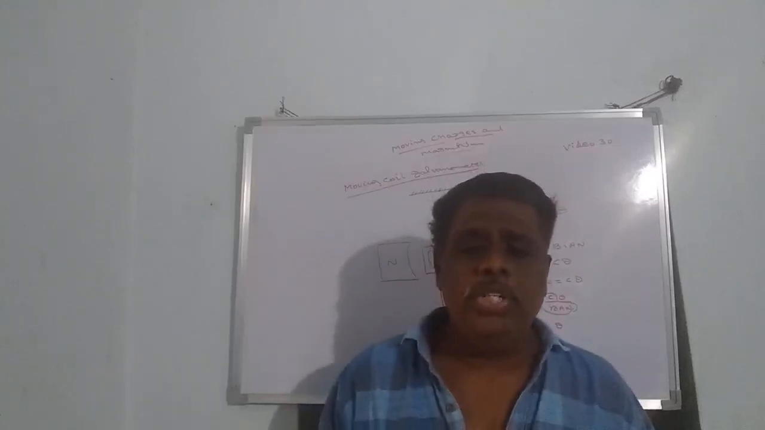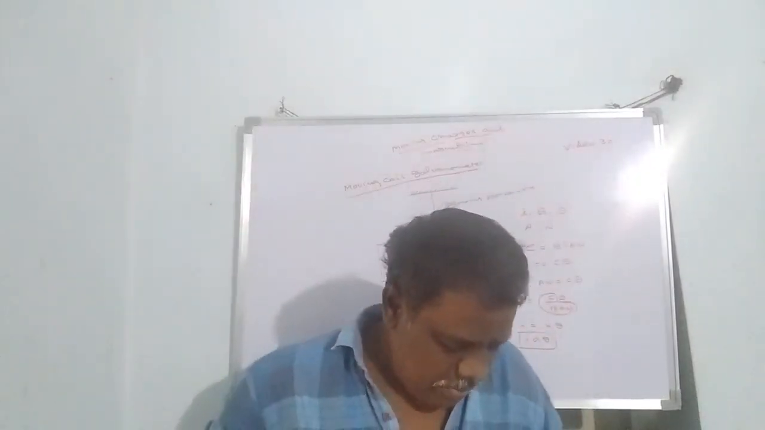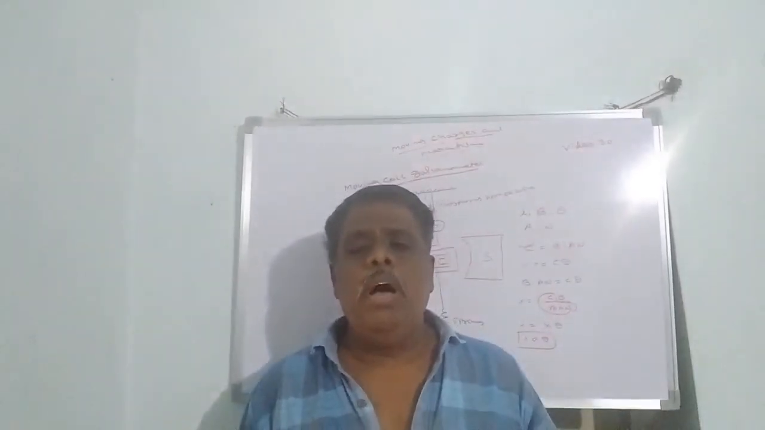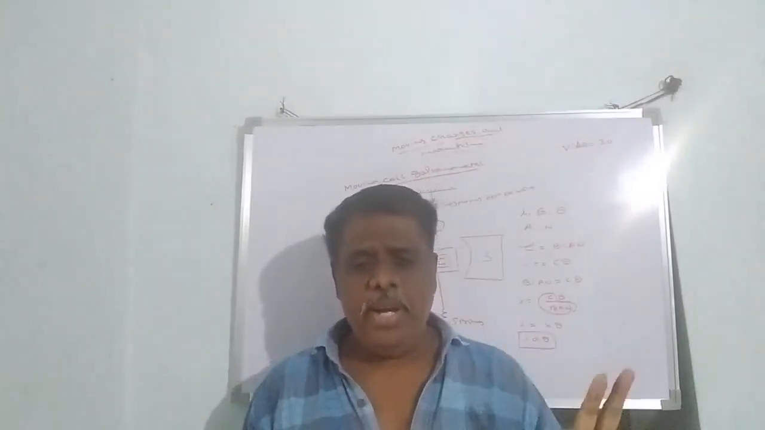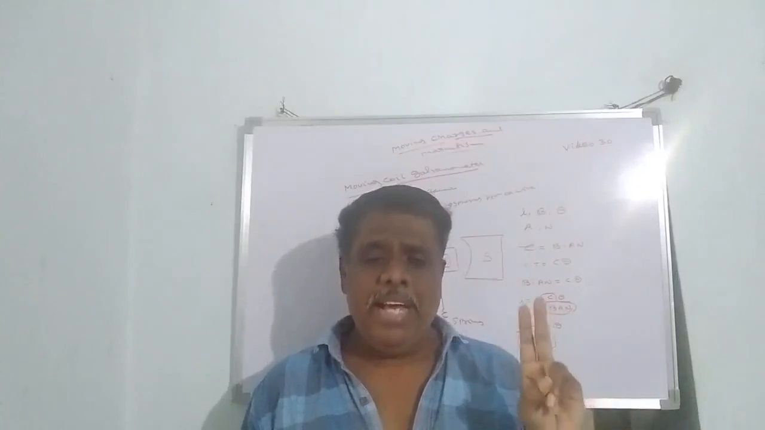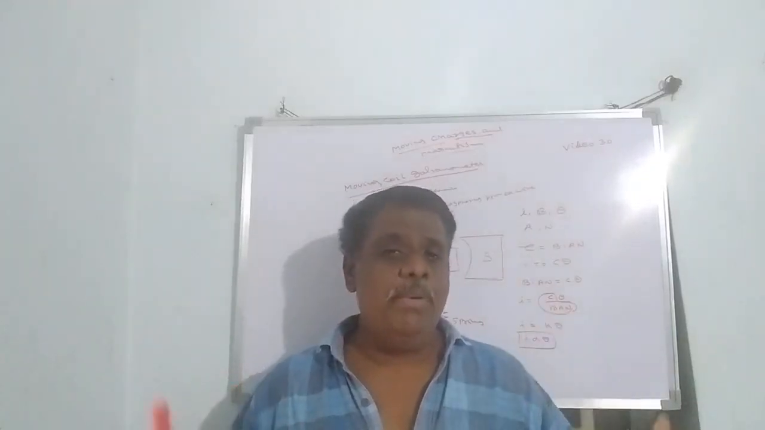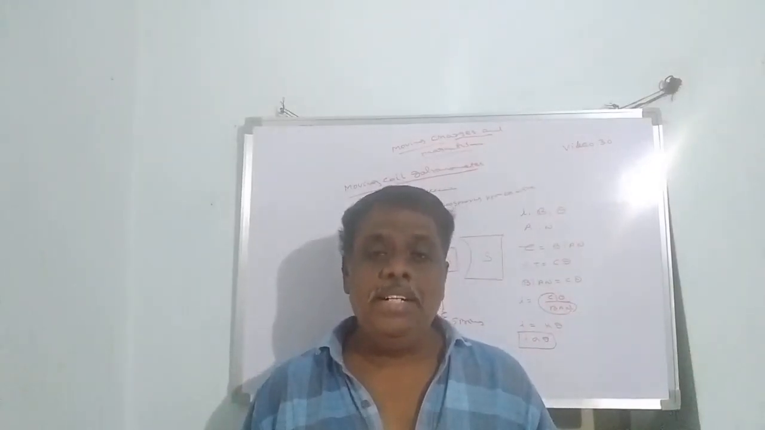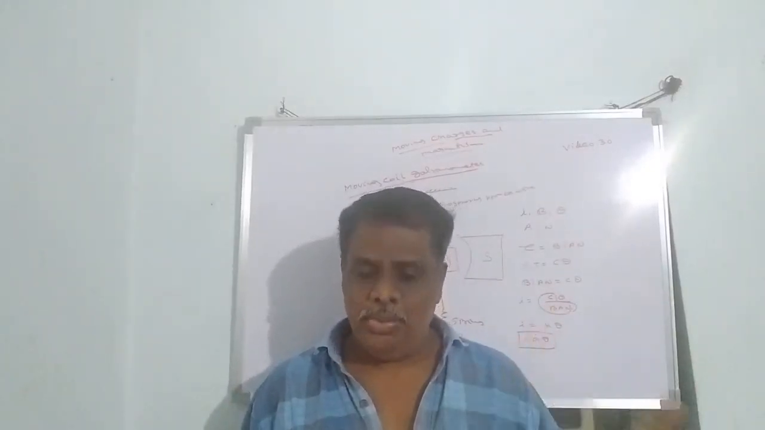In a 2 marks question, they may ask what the working principle of the moving coil galvanometer is. It is very, very important for 2 marks. When a current carrying coil is placed between two magnetic poles, it experiences a torque. That is the working principle.